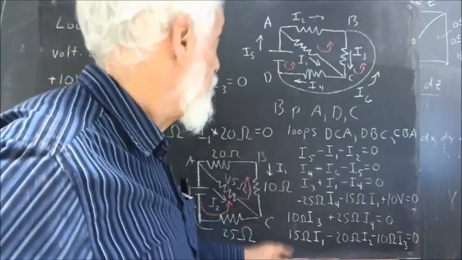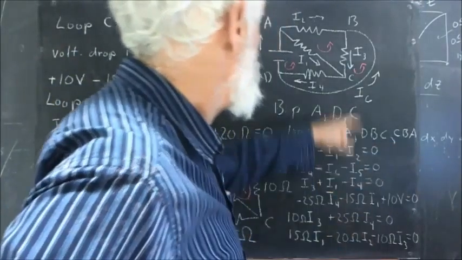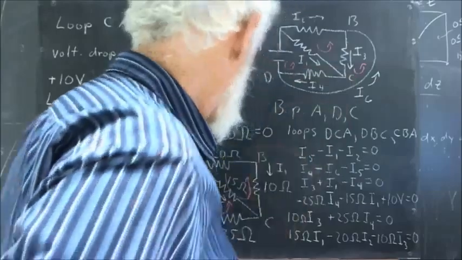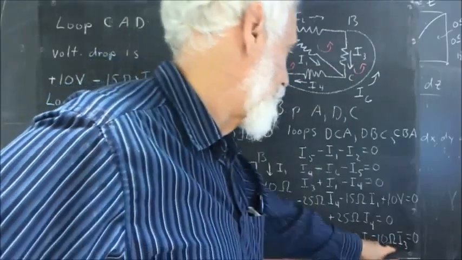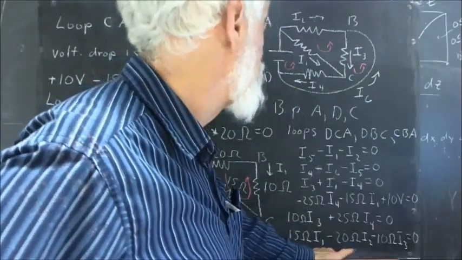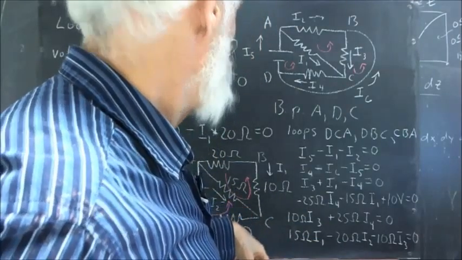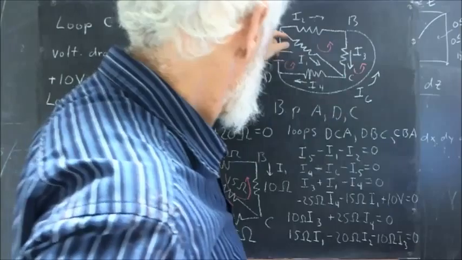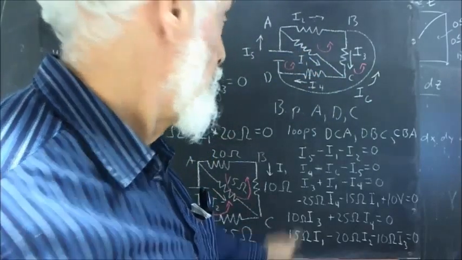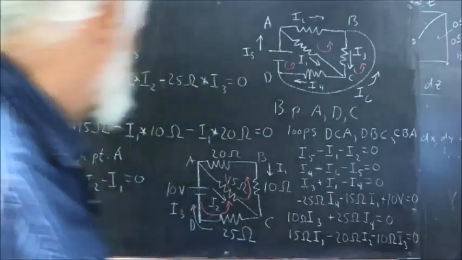Then we have CBA. So that's CBA. It's going to be negative I3 times our 10 ohms. Let's see, I've got that. Yep. It's going to be negative I2 times our 20 ohms. We've got that. And then it's going to be plus I1 times the 15 ohms, and here we have that. So right there are our 6 equations.